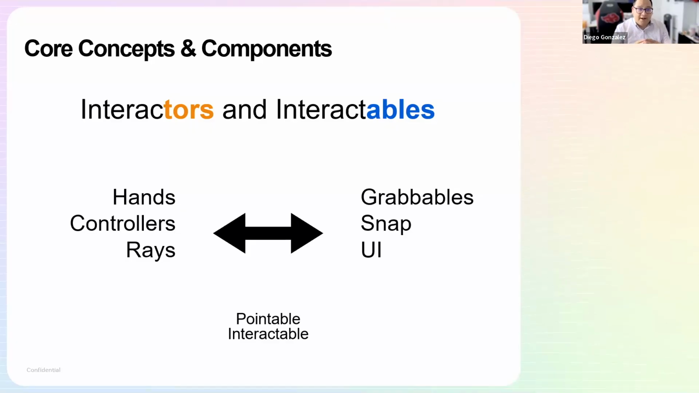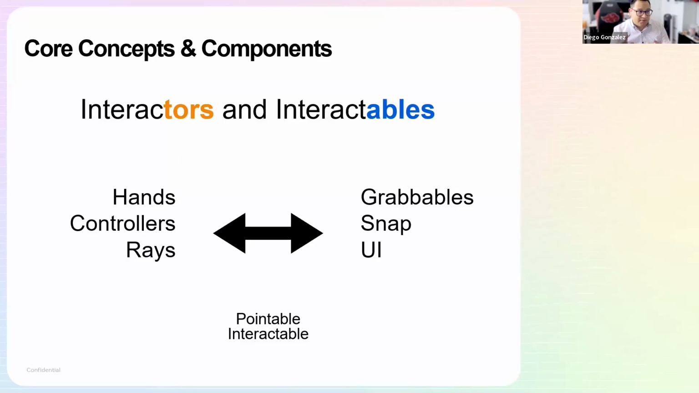But as I said, because all of these are built on top of the pointable and interactable interfaces, that means that you don't really have to pick and choose what is compatible with what, right? If you make a grabbable, you can grab it with your hands, you can grab it with Ray, you can grab it with controllers, and you don't really have to second guess yourself how to create this interaction.